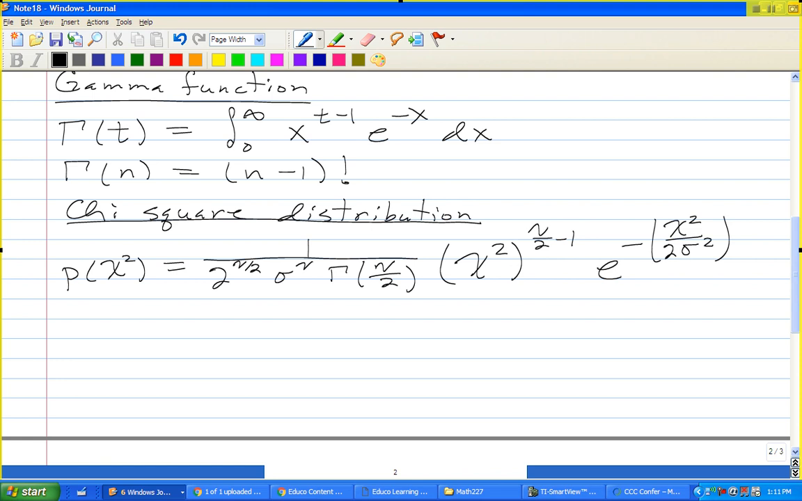So it turns out that if you look at the sum of the squares of normal random variables, the sum of squares of normal random variables will follow a chi-square distribution.